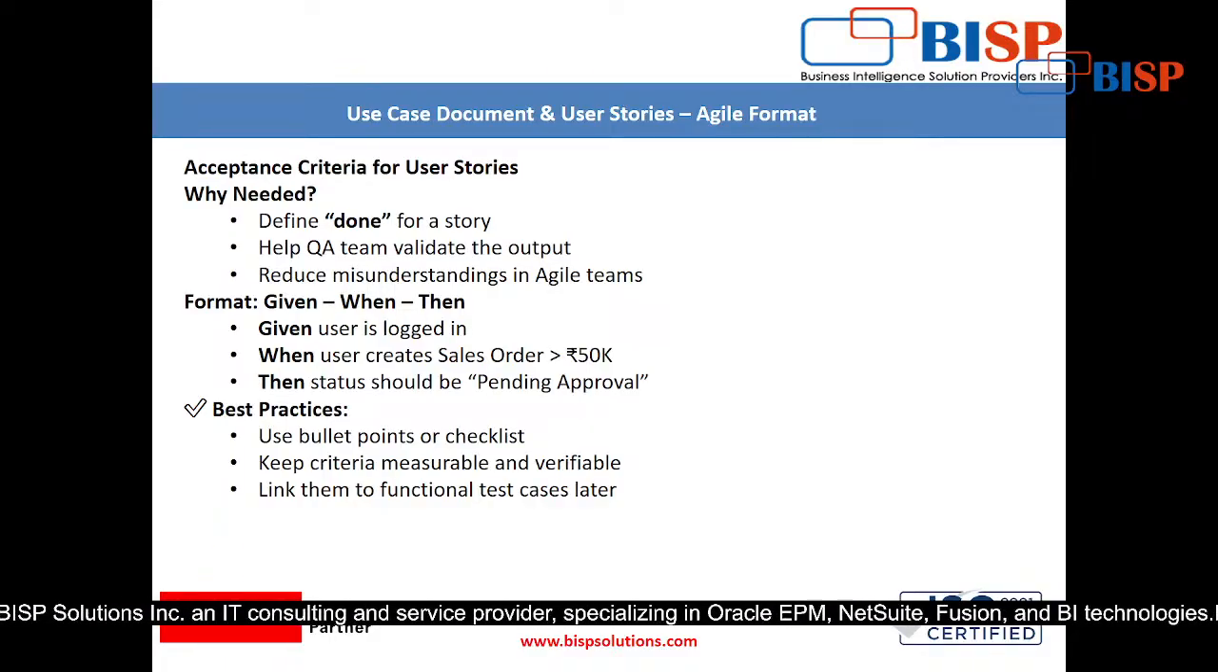So first of all, you have to define exactly what a story is. It helps a quality analysis team validate the output. Okay, so it reduces misunderstandings in an agile team, right?